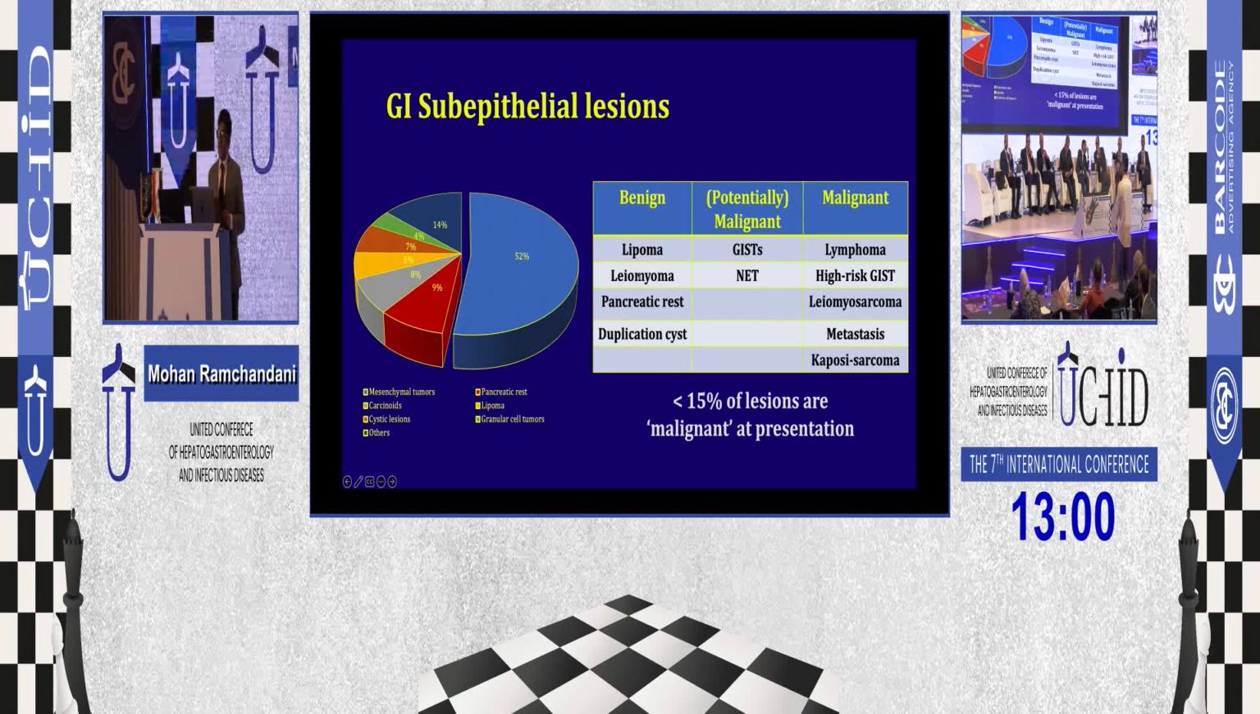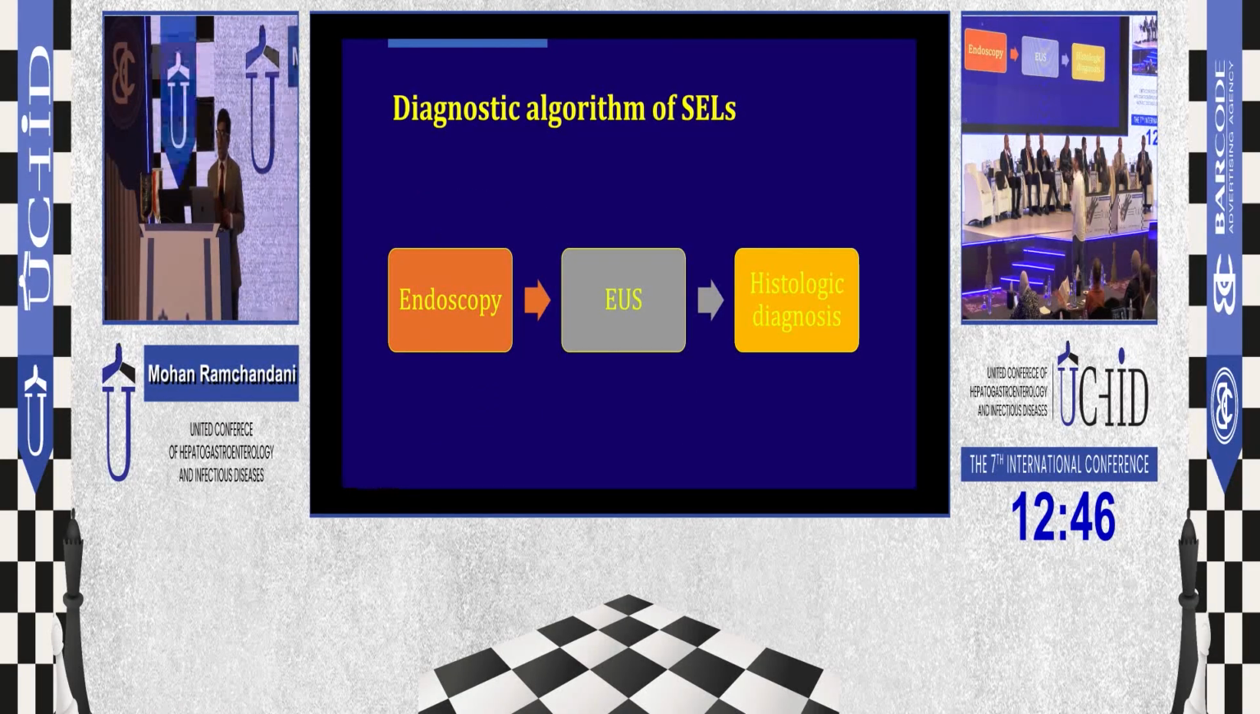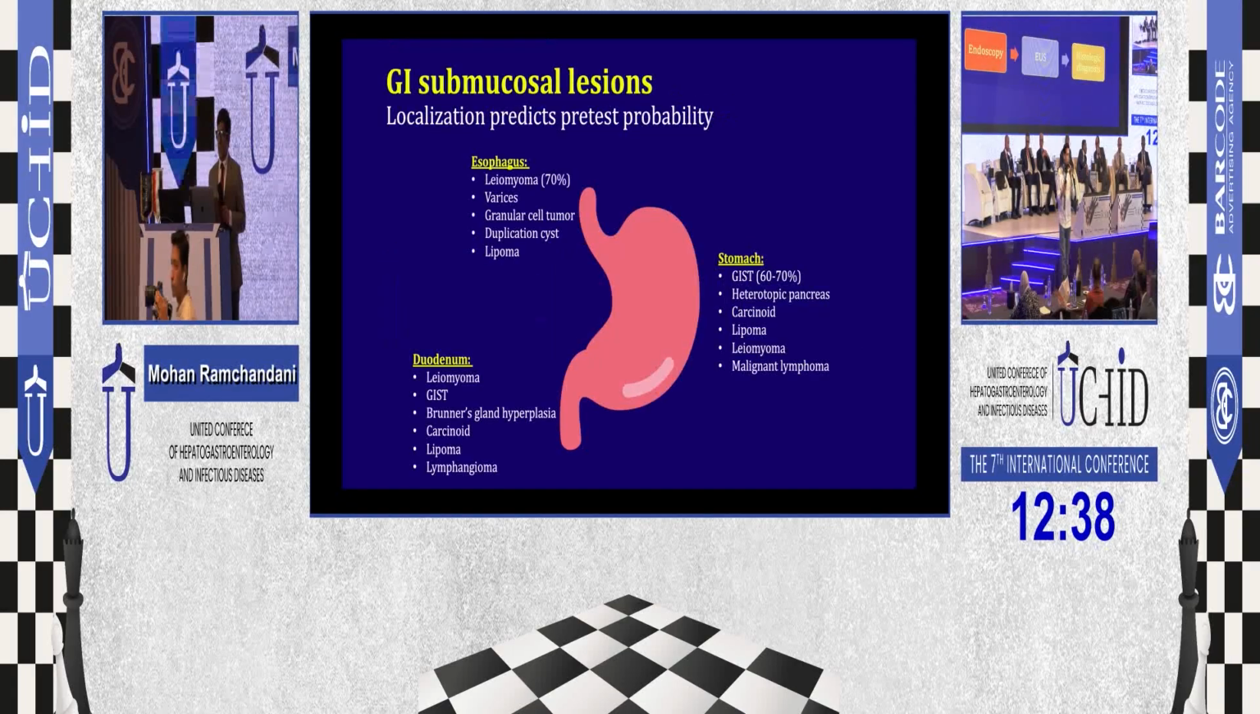But certain lesions can be ignored like lipoma, leiomyoma. So the majority of the lesions are mesenchymal tumors, either GIST or leiomyoma. The second category is carcinoid. So we must know this. So how to diagnose? Do an endoscopy followed by an endoscopic ultrasound followed by histological diagnosis. So these 3 are very important.